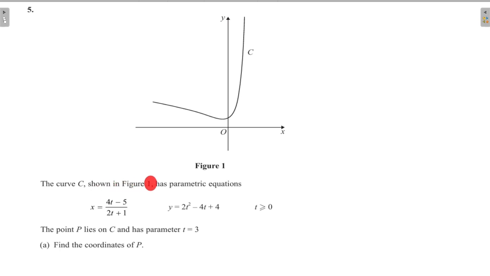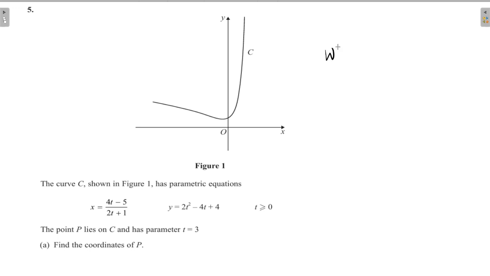The curve C has parametric equations x and y. The x and y are given in terms of t, that is the parametric form. P lies on C and has parameter t equal to 3. Find the coordinates of P. Let's find out the coordinates of P. Coordinates are x and y.